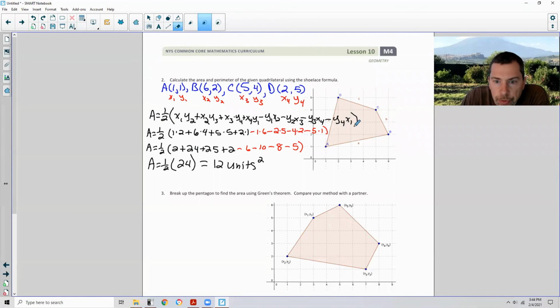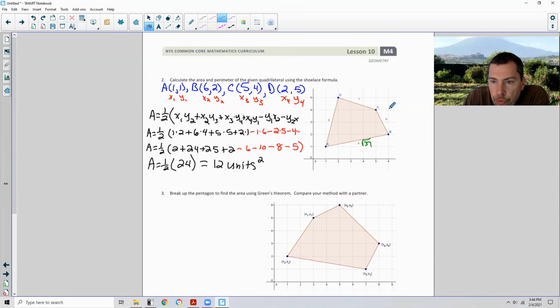Okay, so now I'm just going to erase this to get it out of the way. Now we need to do perimeter. I'm just going to do this quickly. This is length 6. This is length 1. 6 squared is 36. 1 squared is 1. So this is the square root of 36 plus 1, or the square root of 37.